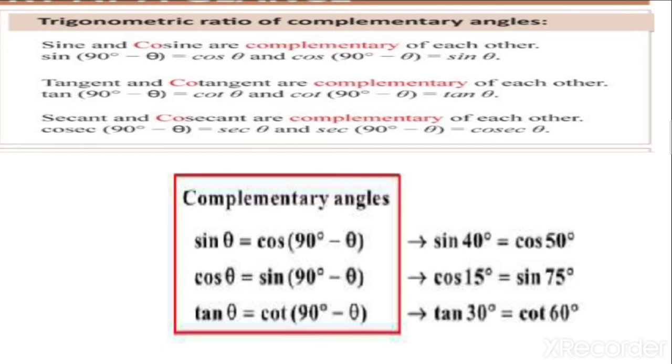So what does it mean? Sine plus cos is equal to 90 degrees, and the reverse, cos plus sine. If you know that sine plus cos is equal to 90 degrees, you can also write that cos plus sine is equal to 90 degrees. It is the same. Tan and cot: tan plus cot is equal to 90 degrees, so you can also write cot plus tan is equal to 90 degrees. And similarly sec and cosec: sec plus cosec is equal to 90 degrees, or you can write cosec plus sec is equal to 90 degrees.